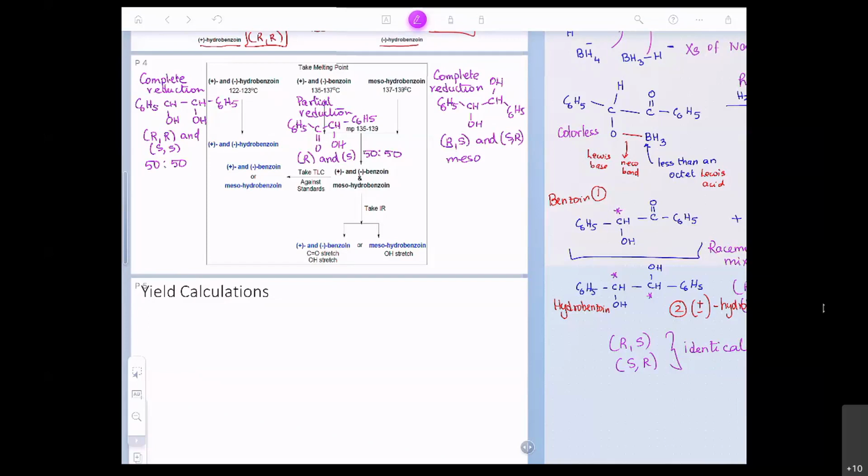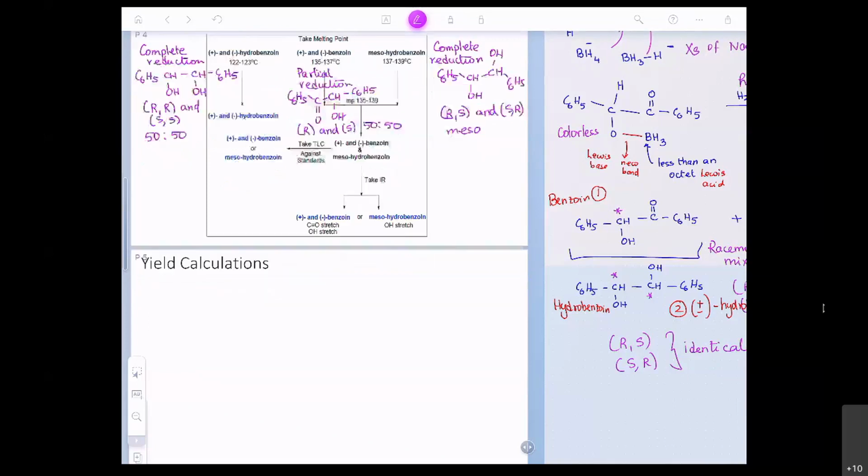So you have some choices. You can do a mixed melting point, or you can take a TLC and you can find out which one it is. Another way is infrared. So you can do a mixed melting point, you can do a TLC, or you can take an infrared. Of these, this is the easiest and the most powerful.